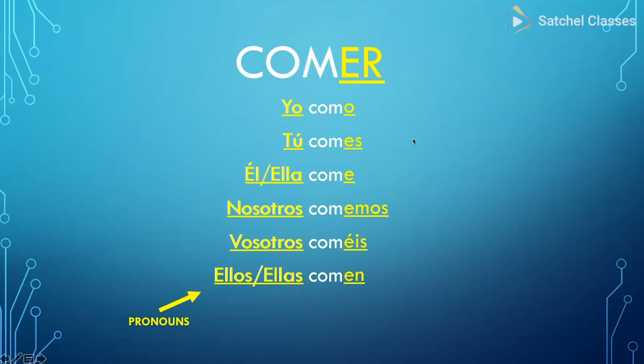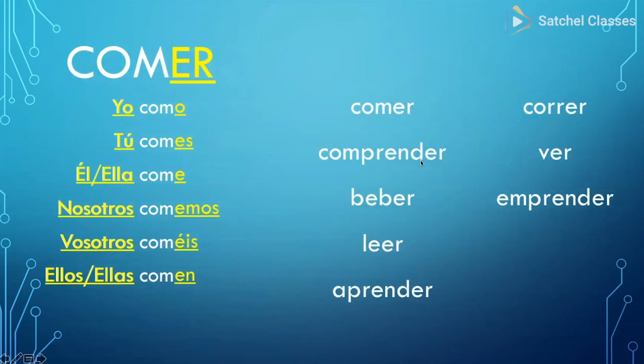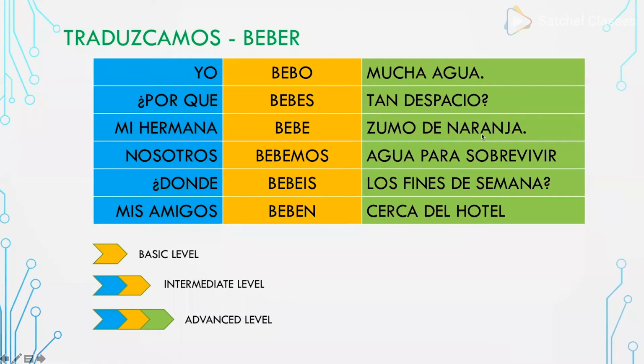There are many other verbs that will follow this conjugation, such as comprender, beber, leer, aprender, correr, ver o emprender. I've added two more verbs to my list, ver, emprender. I'm not going to translate them for you, but I'll leave them as a bit of a prep for you to work it out. So let's try and translate some sentences.